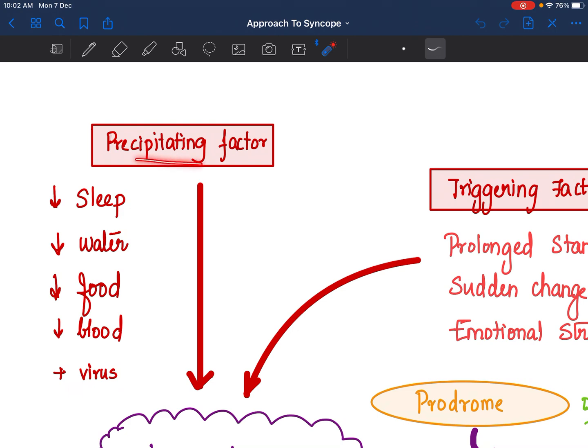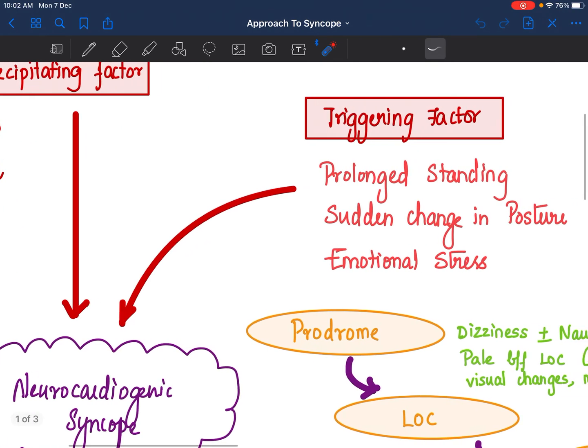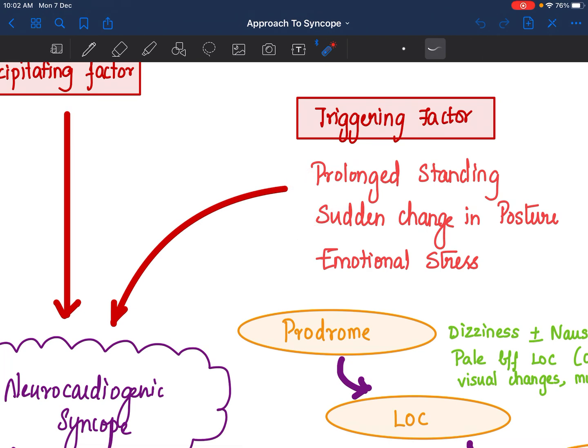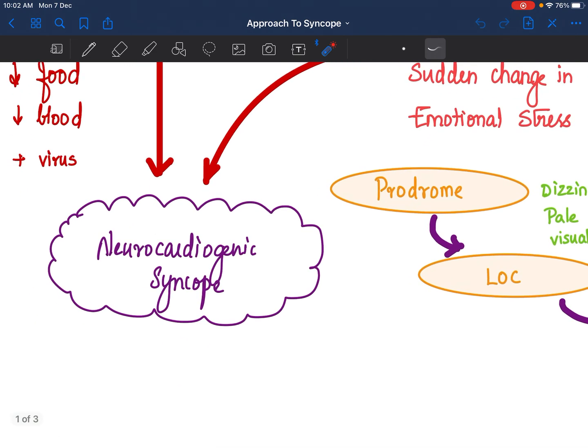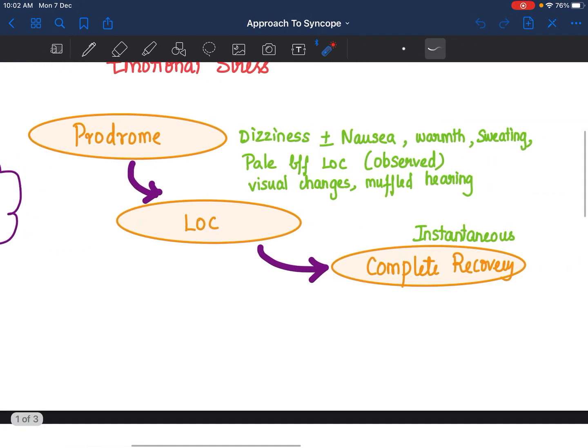In the face of a precipitating factor, if the patient is also meeting with a triggering factor like prolonged standing, like in assemblies, sudden change in posture from sitting to standing, or an emotional stress, that can result in a neurocardiogenic syncope. This neurocardiogenic syncope generally has three phases. A prodromal phase where the patient experiences dizziness, nausea, warmth, sweating, visual changes like a tunnel vision, muffled hearing, and the bystanders might observe a pallor just before loss of consciousness. This prodromal phase is followed by a loss of consciousness, which is followed by complete recovery, which is almost always instantaneous.